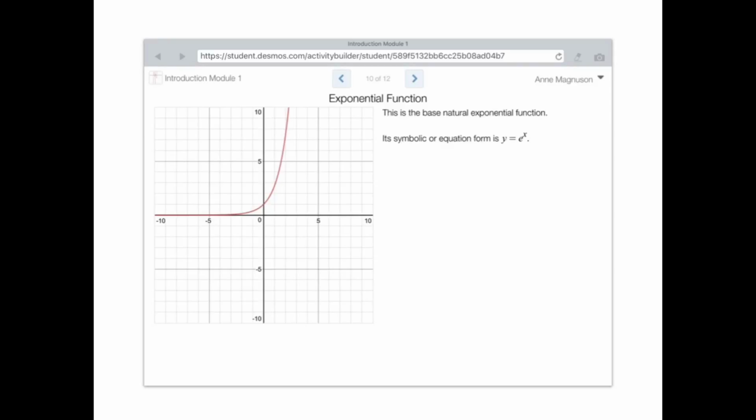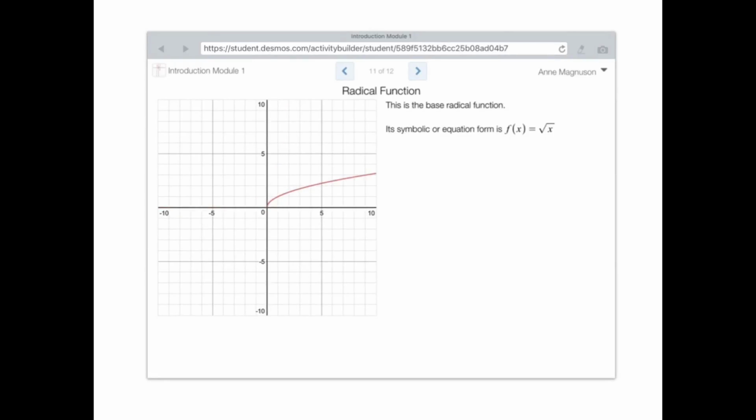This is the base natural exponential function. Its symbolic or equation form is y equals e to the x. Notice how its graph skims along the negative x-axis. This is the base radical function. Actually, it's a square root function. Its symbolic or equation form is f of x equals the square root of x. Notice how its graph only lies above positive x values. We'll see how this helps us identify its domain.